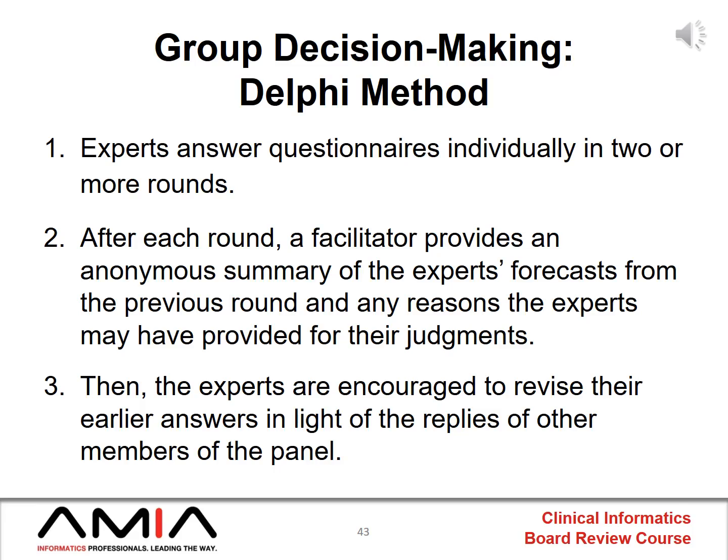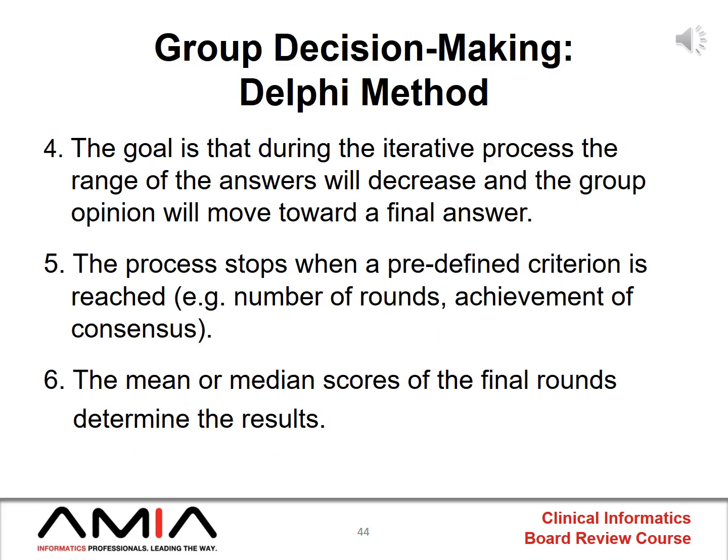Then, the experts are going to be encouraged to revise their earlier answers in light of this anonymized summary provided by the facilitators. The fourth phase in the Delphi method is to continue this iterative process where the experts provide their forecasts, the facilitators summarize and anonymize that feedback, and then phase 4 stops and phase 5 begins when the process stops due to a predefined criterion having been met, such as the number of rounds or complete achievement of consensus. The last phase in the Delphi method is that the mean or median scores of the final rounds will help determine the final forecast or the results.